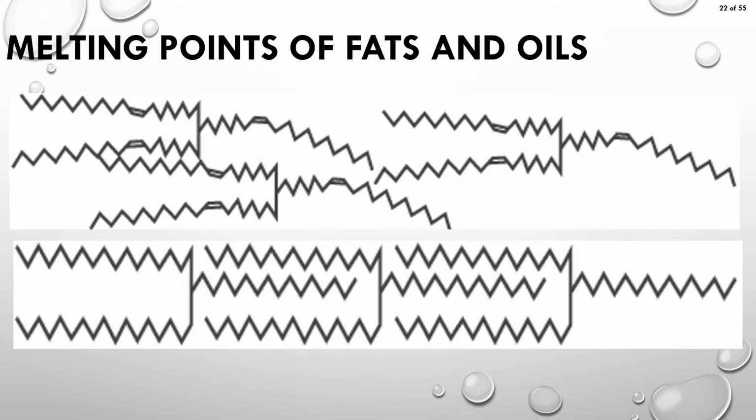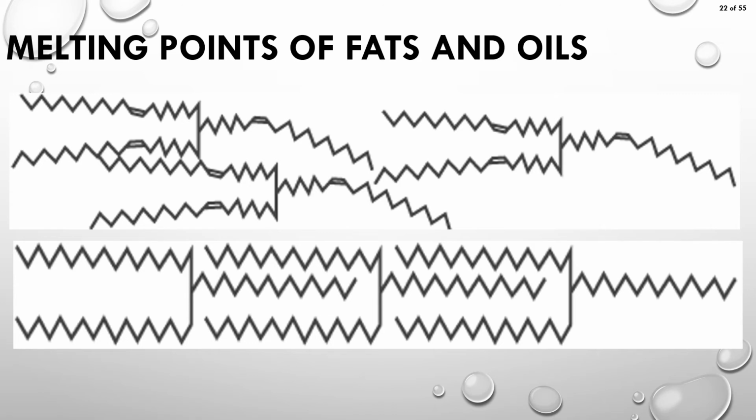So this one on the bottom, these are the fatty acids. They have no bends and no kinks, so they are not distorted. It's easier for them to pack closely together. That's why they exist as solids.